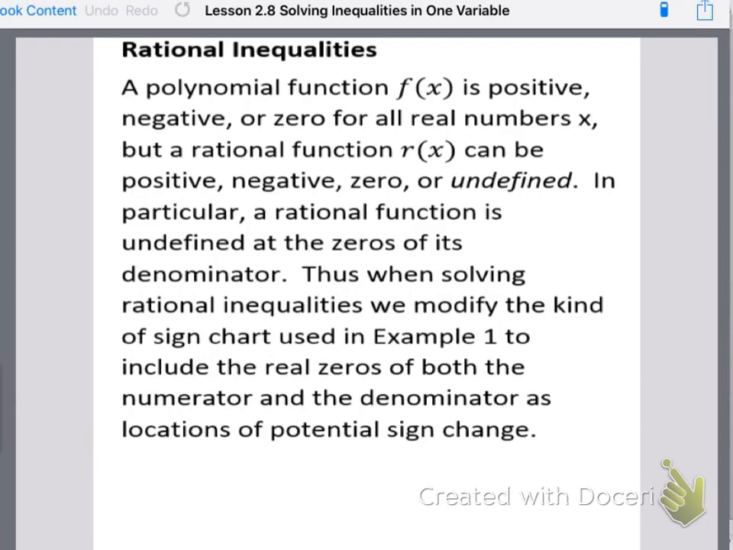All right, a polynomial function f of x is positive, negative, or 0 for all real numbers x. But a rational function can be positive, negative, 0, or undefined. Remember, a rational function is a function over another function. So if the denominator is 0, that's where the undefined part comes in. This basically just explains how to find the zeros, or excuse me, how to find out where the functions are undefined. So we understand that.